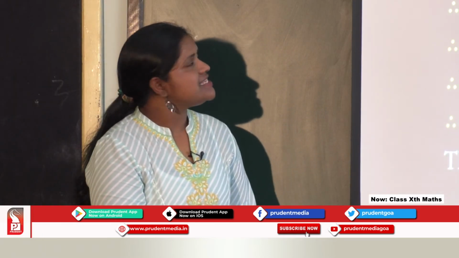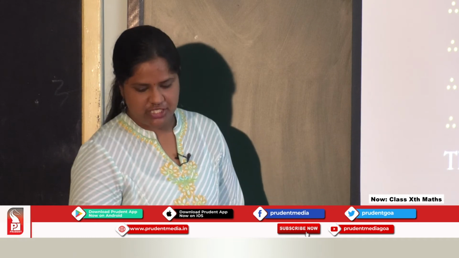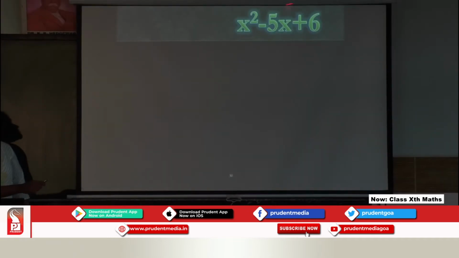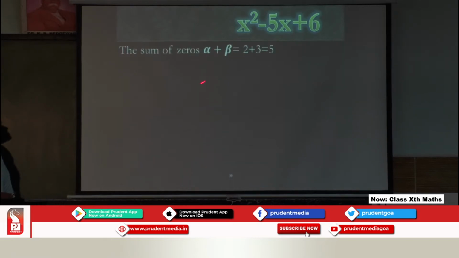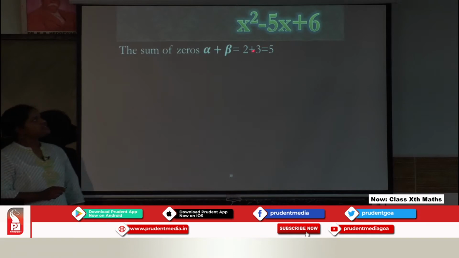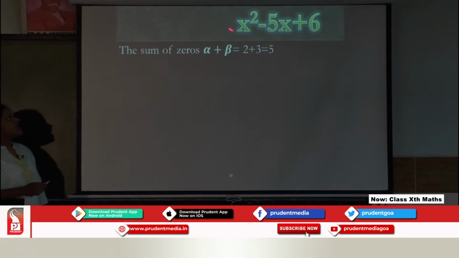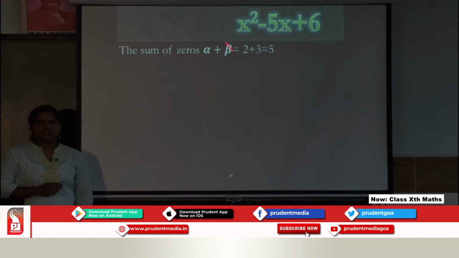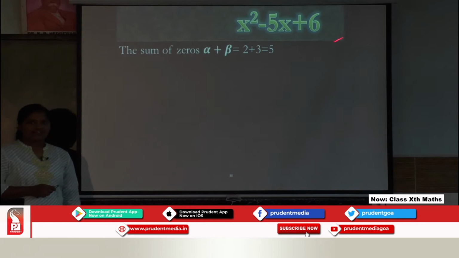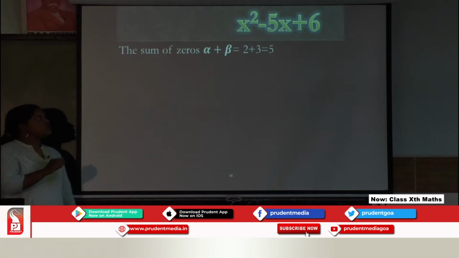The second part is to verify the relationship. So, this is my reference polynomial which was given in the question, x square minus 5x plus 6. Looking at this, let us verify. So, for the sum of zeros, I had alpha as 2 in the previous step and beta as 3. So, the sum of zeros, that is alpha plus beta, is 2 plus 3, which is equal to 5. So, I get 5 as my answer. Let us check using the formula.